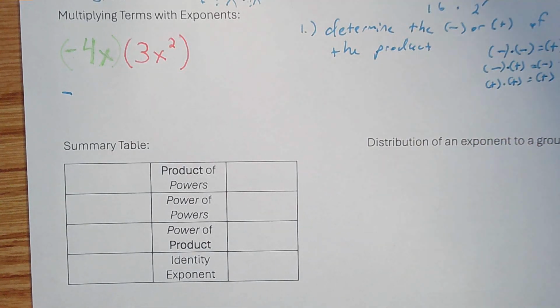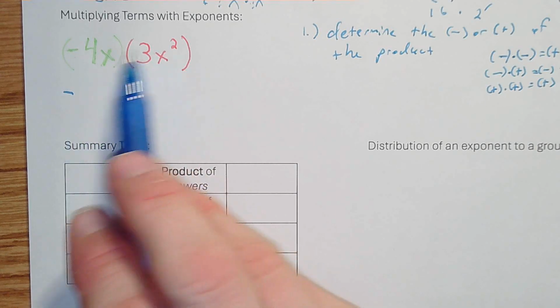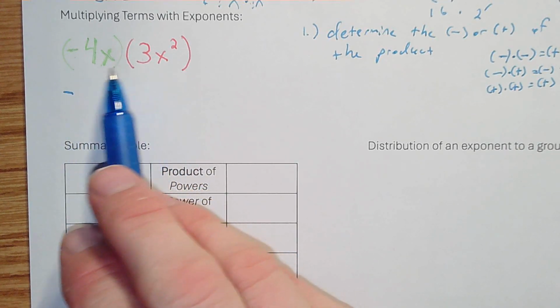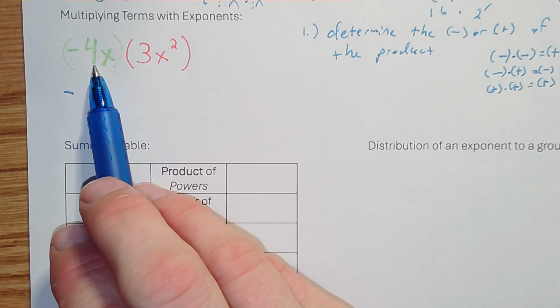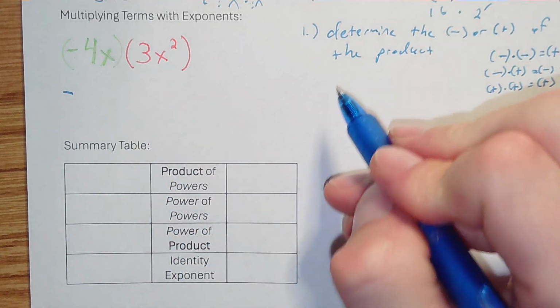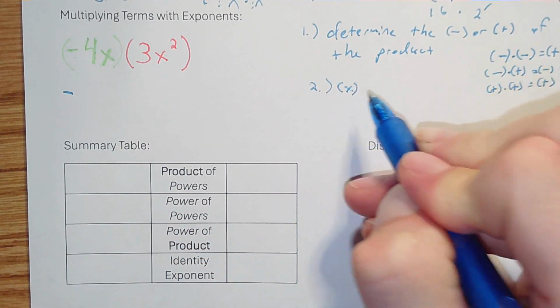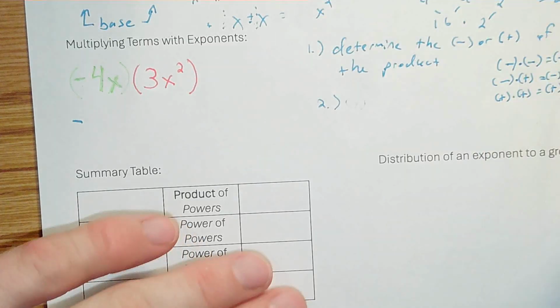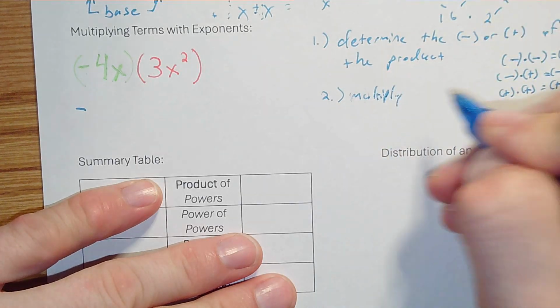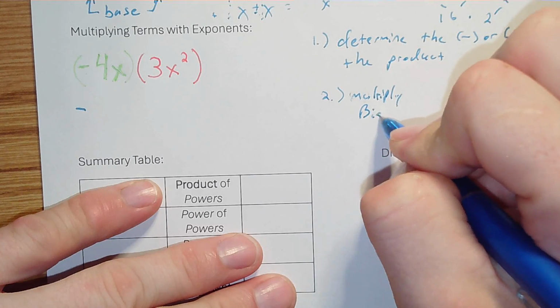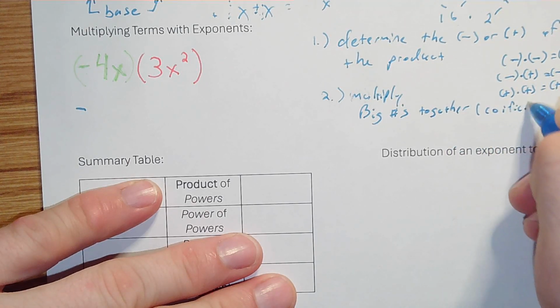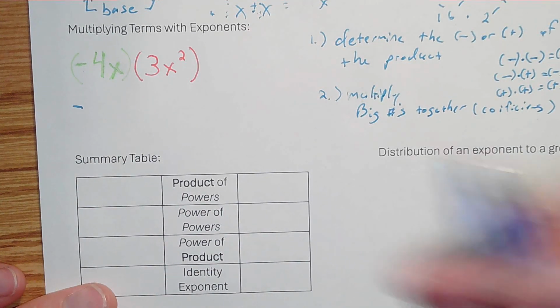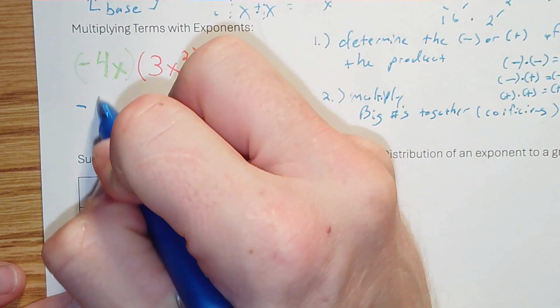So the sign of the new term I'm making by multiplying these two terms together is going to be negative, since a negative times a positive is a negative. Then I'm going to multiply my coefficients together, my big numbers, not to be confused with x. Those are my coefficients. What is 4 times 3? Well, 4 times 3 is 12.